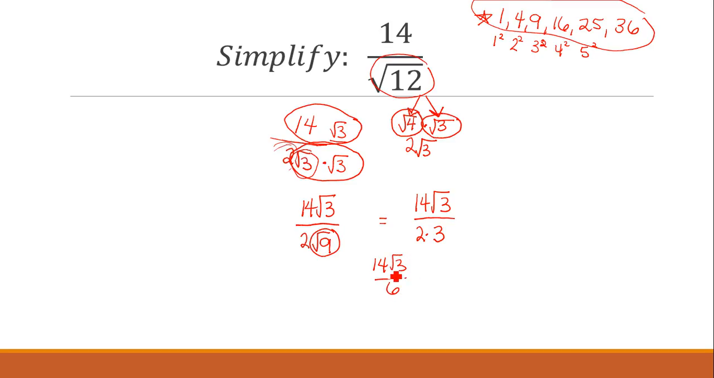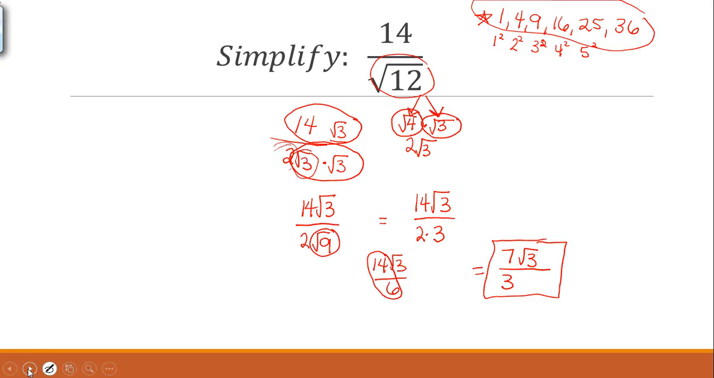This is pretty good, but one more thing can be done. What does 14 over 6 simplify to? Well, that is 7 over 3. If I divide both the 14 and 6 by the number 2, I get 7 over 3. And I'm just going to leave that square root of 3 alone on the top. So this is my final simplified answer.